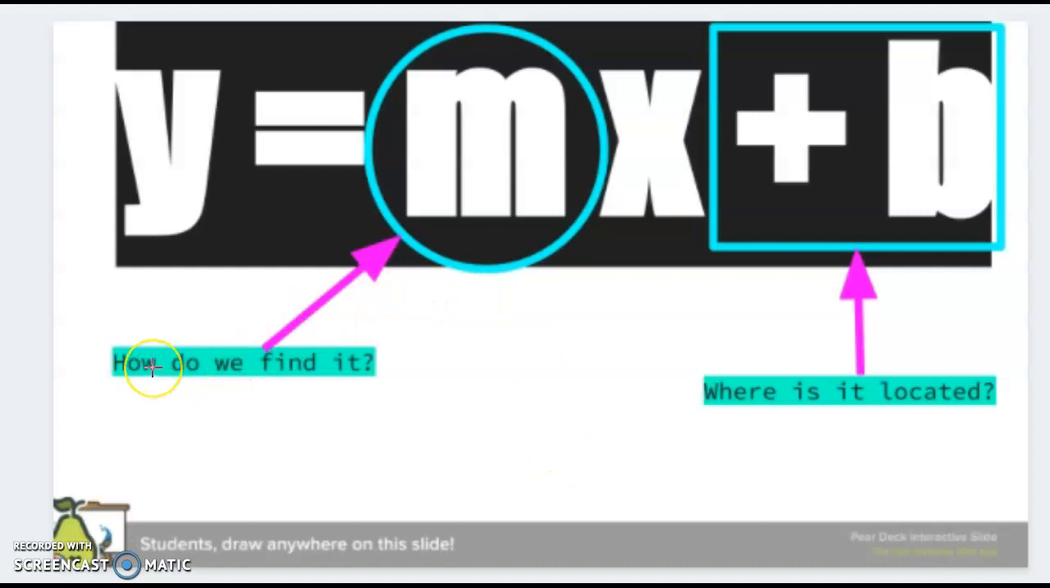The next slide asks us how we find the slope and the intercept. There are a couple of ways that we can find slope. We can use our slope formula, or we can use rise over run on a graph. For the y-intercept, I just asked where it was located, because that's the one that we can just go and find on the graph. That one is located on the y-axis.